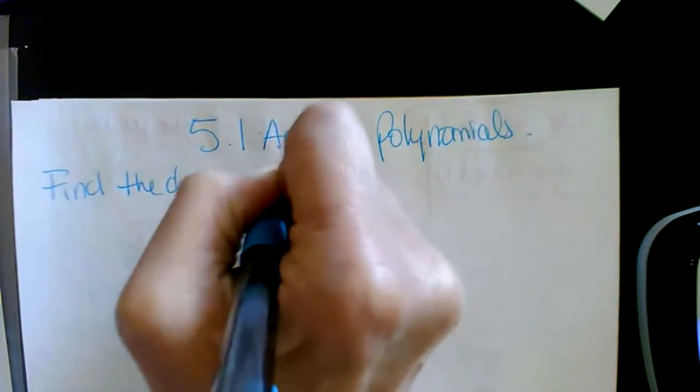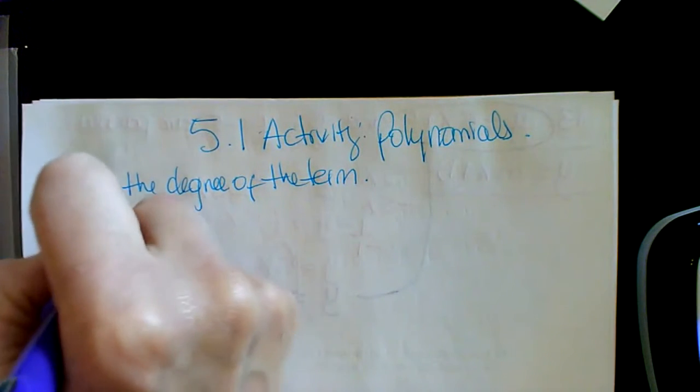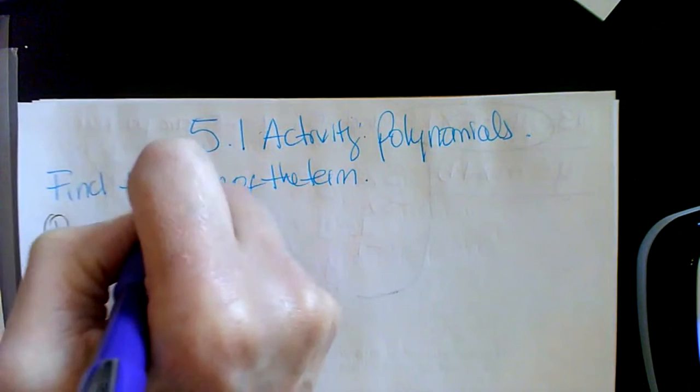5.1 activity, polynomials. Okay? So then we're gonna, for example, it says find the degree of the term, and it's giving me negative 4 to the 6x to the third power.